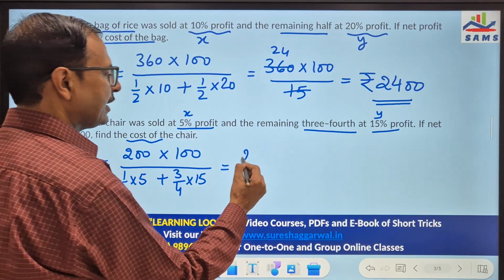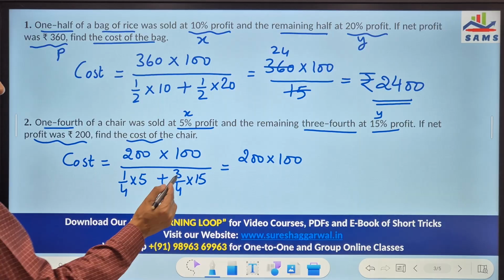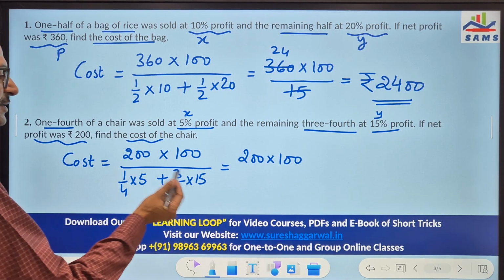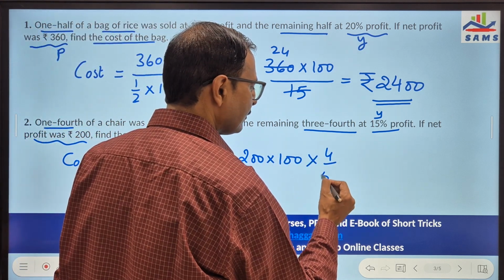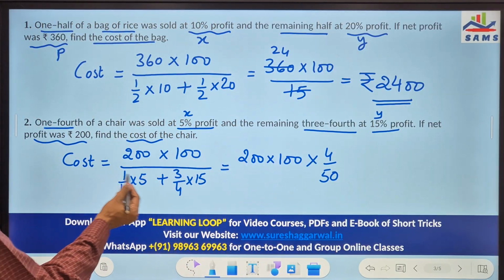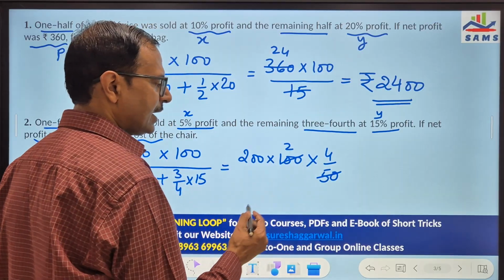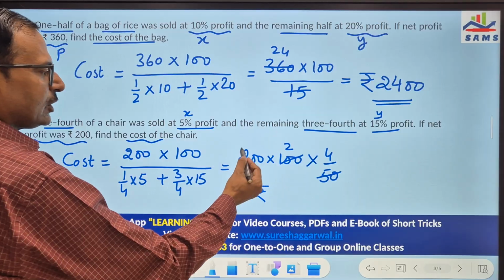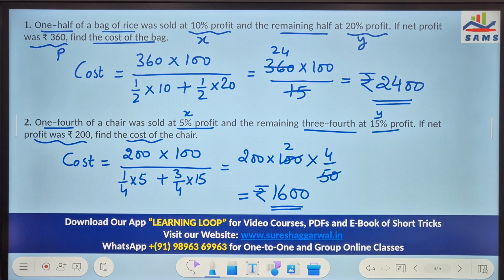So if you solve this, you will get 200 times 100. This is 5/4 and this is 45 by 4. So 5 by 4 plus 45 by 4 is 50 by 4, which goes up and becomes 4 by 50, right? 45 plus 5 is 50, so 4 by 50. 50 cancels this exactly 2 times, and you have the answer, rupees 4 2s are 8, 8 2s are 16, and followed by 2 zeros. 1600 is the cost of the chair.